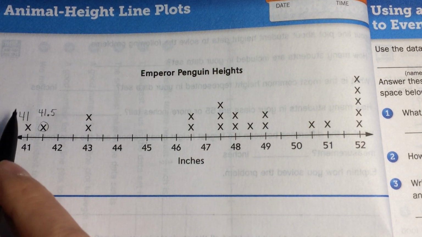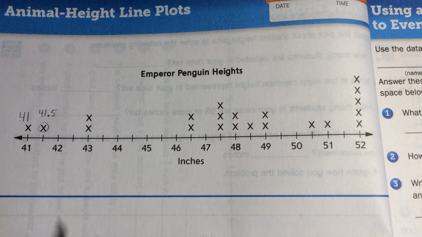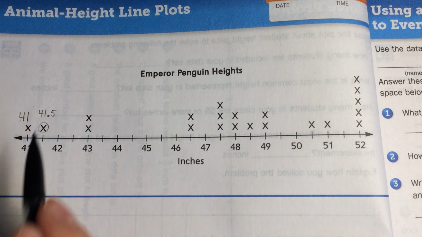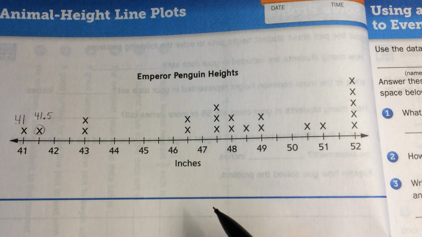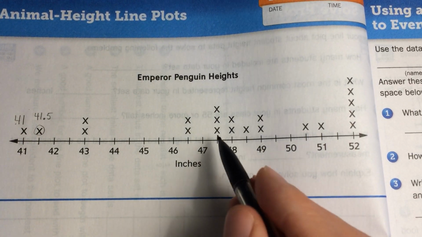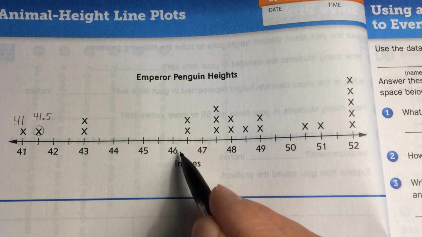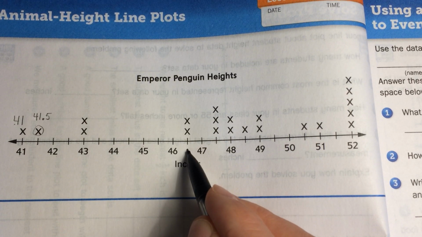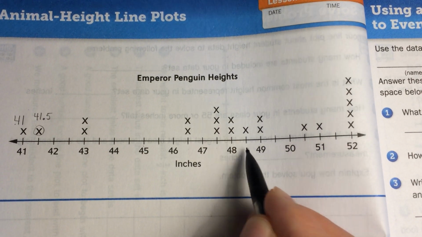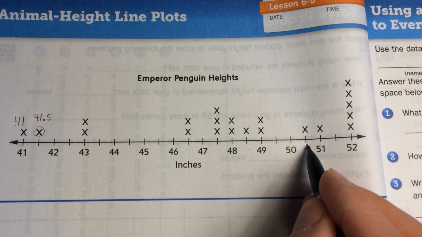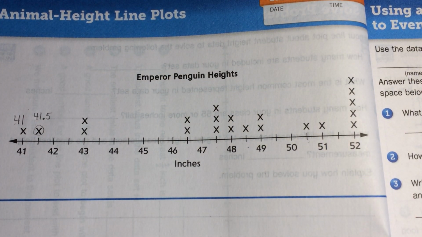Okay, so we have one penguin that weighs 41 inches, another that weighs 41 and a half, or 41.5. You're going to notice throughout your chart you have a number of times where a penguin's going to be right in between. Here's another one, 46 and a half, 47 and a half, 48 and a half, 50 and a half. I think that's all of them, unless you guys see one that I'm not.